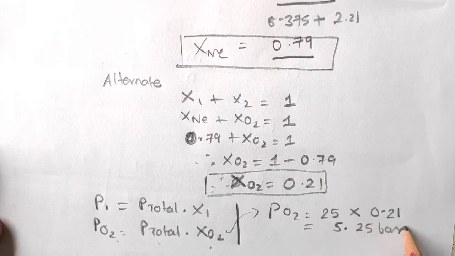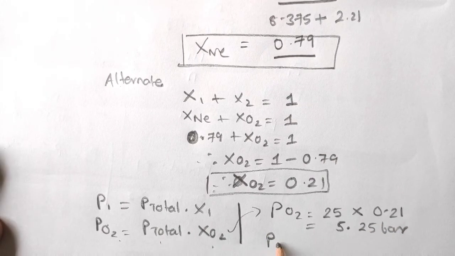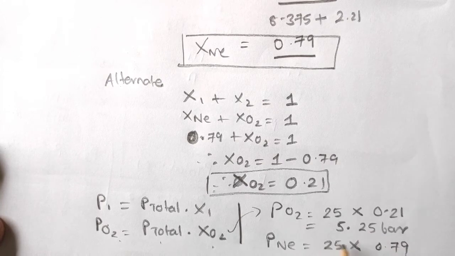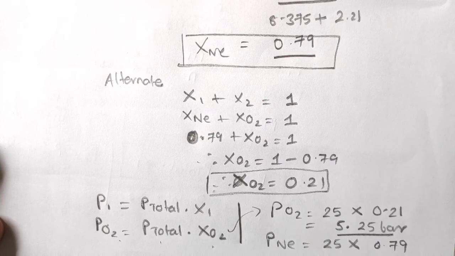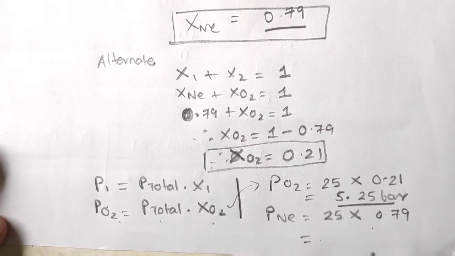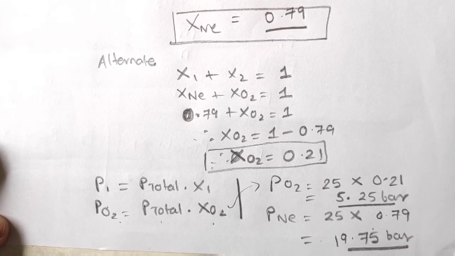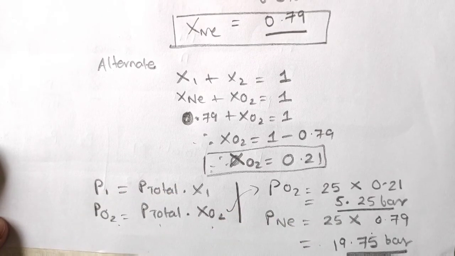You calculate it, you will get 25 into 0.21, which is 5.25 bar. Right? In the same way, you can find the partial pressure of neon: P total into the mole fraction of neon, and the mole fraction of neon was 0.79. So that is 25 into 0.79, which is 19.75 bar. Right? So this was the sum based on the theory that we have studied. This is the partial pressure of O2 and this is the partial pressure of neon.